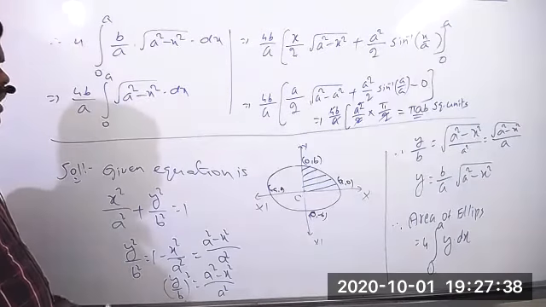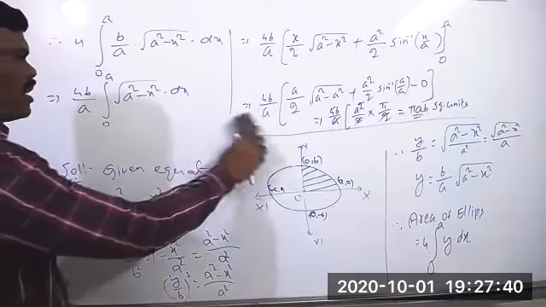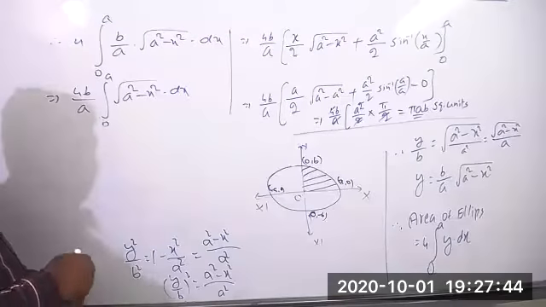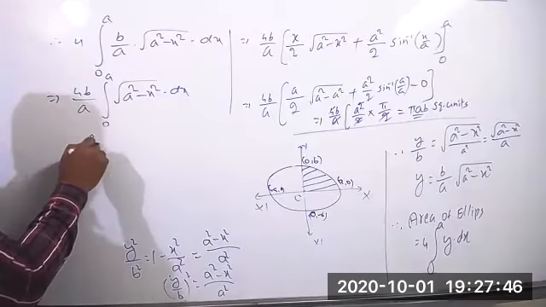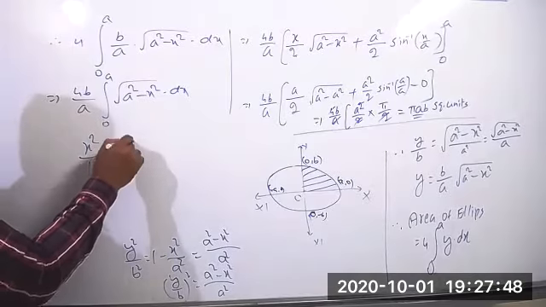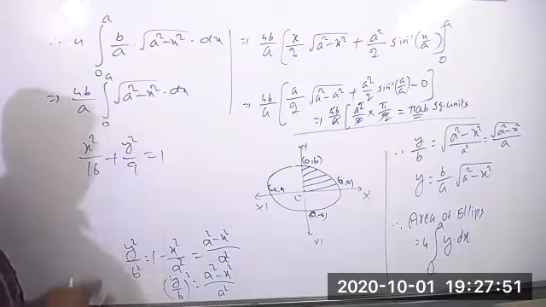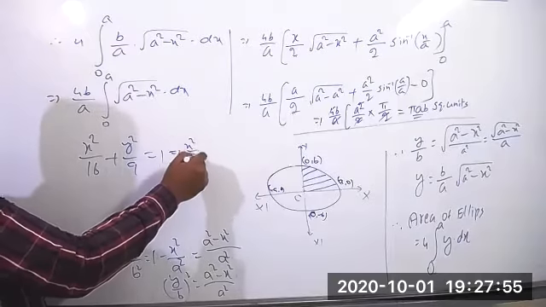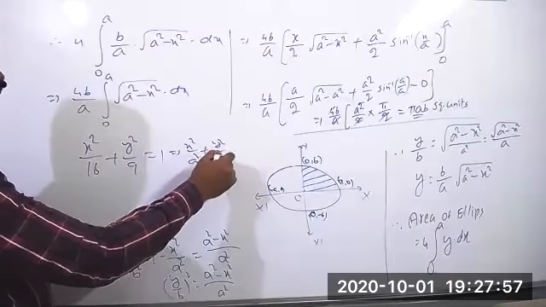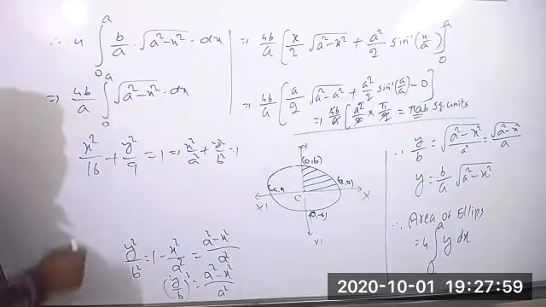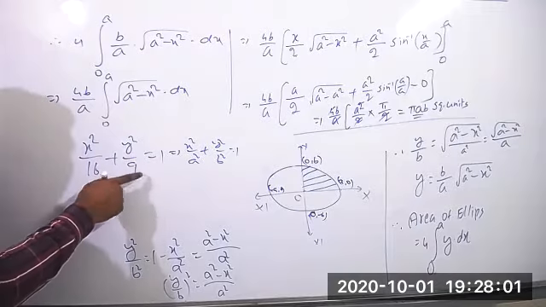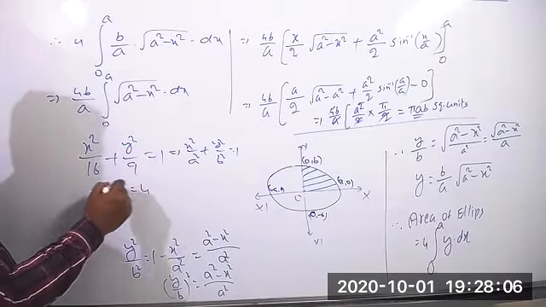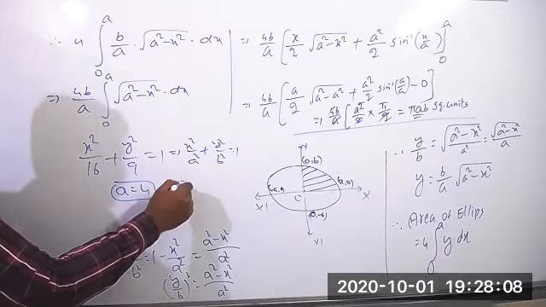And continuing, they are asking one more question here now. Find the area of x square by 16 plus y square by 9 equal to 1. This is compared with x square by a square plus y square by b square equal to 1. So 16 can be written as 4 square and 9 can be written as 3 square. So clearly the value of a equals 4 and the value of b equals 3.